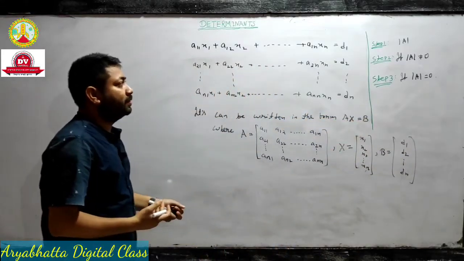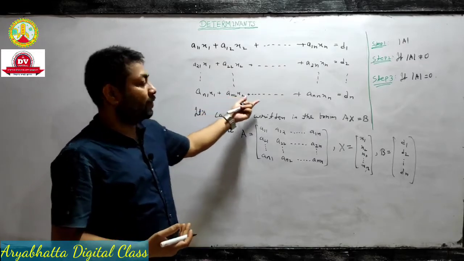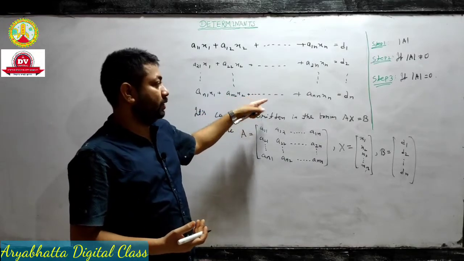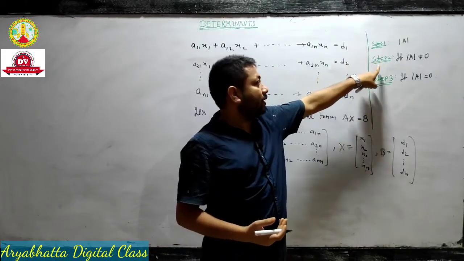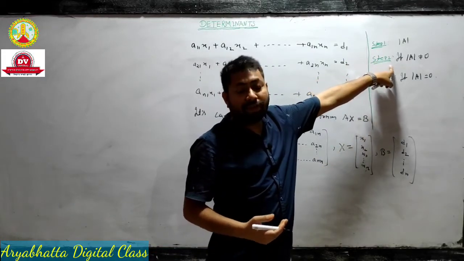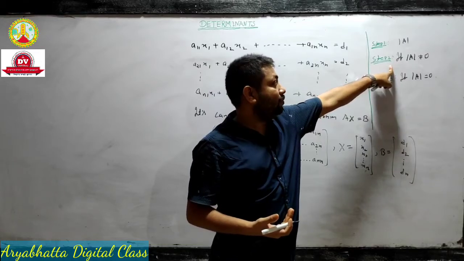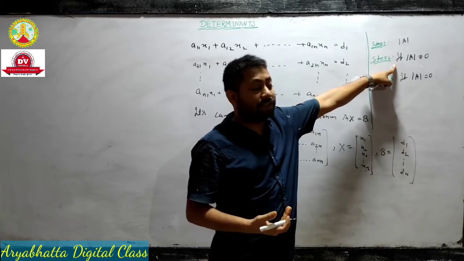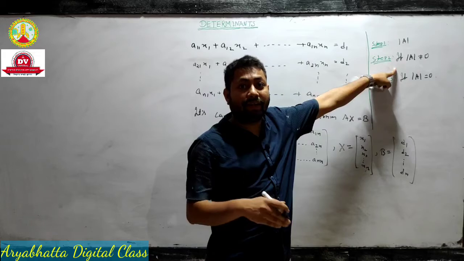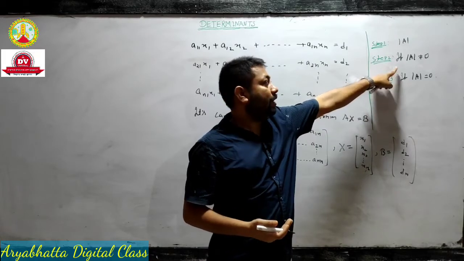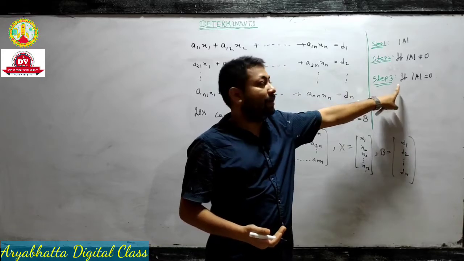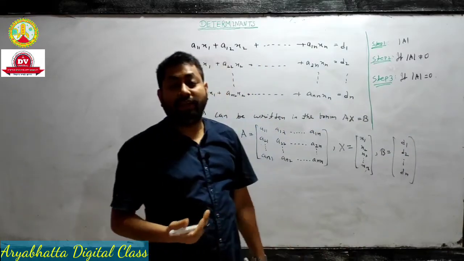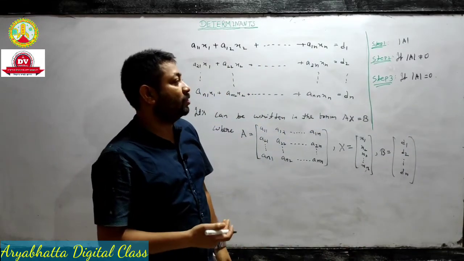Remember, to solve a system of linear equations, first we will find the determinant of A. Step 2: if the determinant of A is not equal to 0, then the system is consistent and has a unique solution. Step 3: if the determinant of A is equal to 0, then the system is inconsistent and it has no solutions.